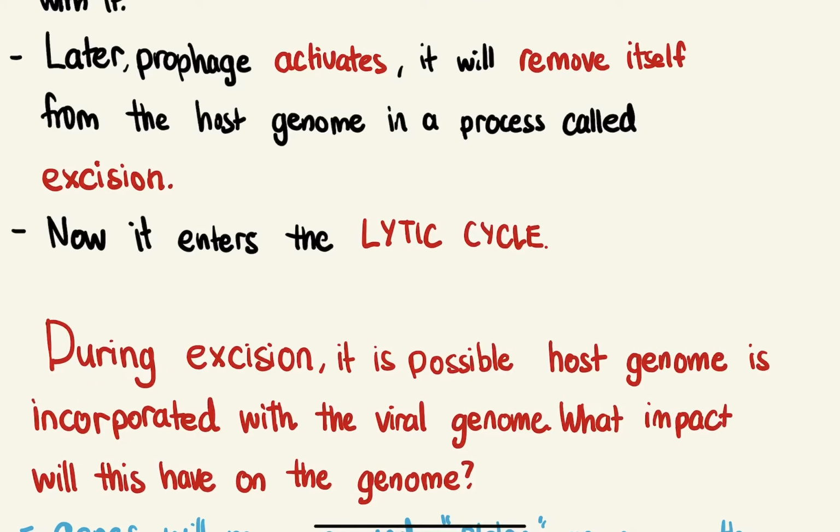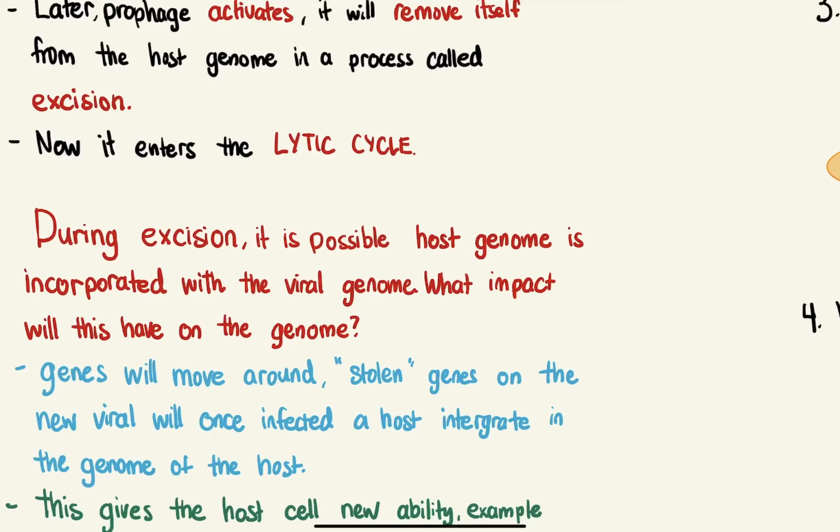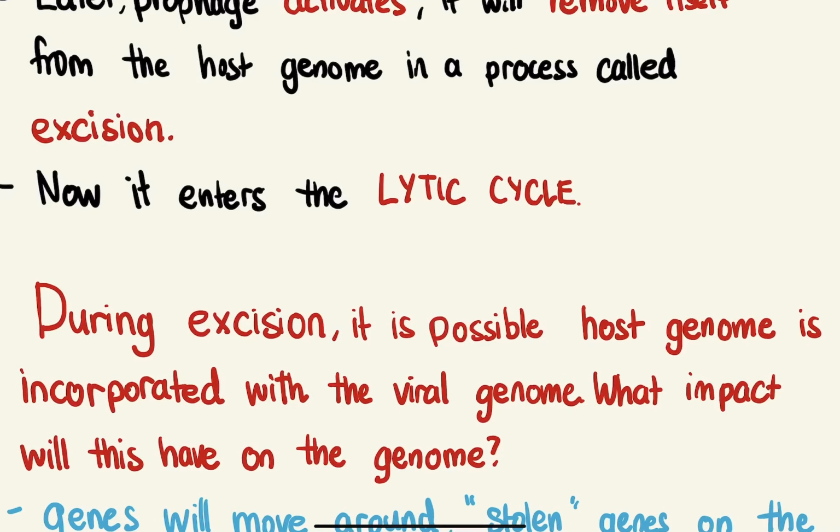During excision, it is possible that host genome is incorporated with the viral genome. What impact will this have on the genome? Now the question is asking us, there's a chance that the host genome will also be incorporated with the viral genome when it's cut off. So let's say the virus has a gene for, let's say, lactose metabolism. The point is, if it has a gene on it that's responsible for doing anything, it gives an extra ability to the virus.